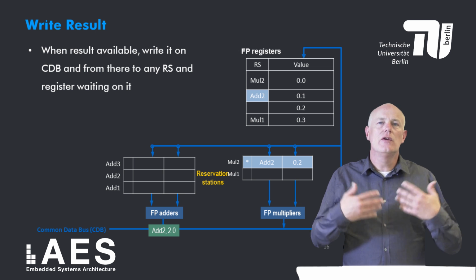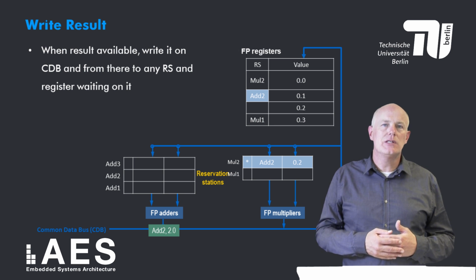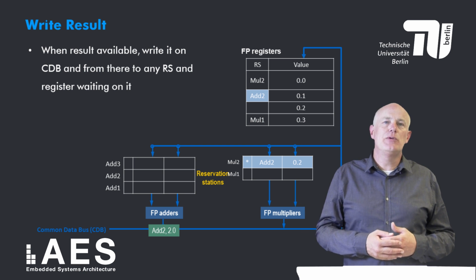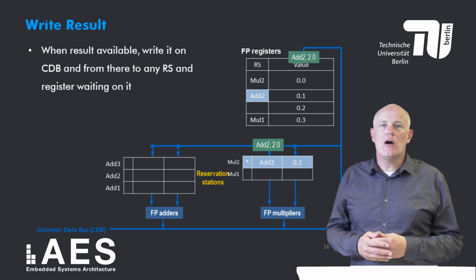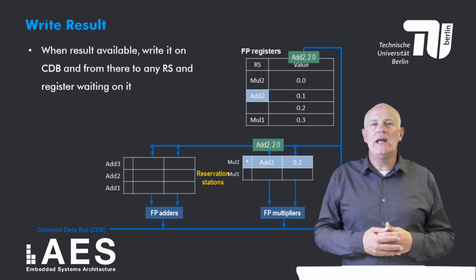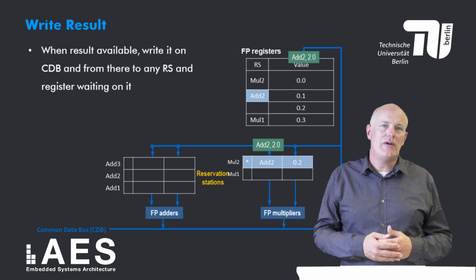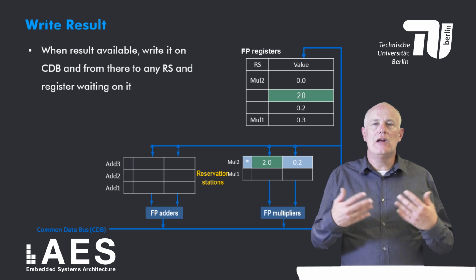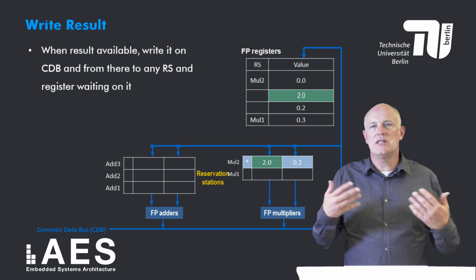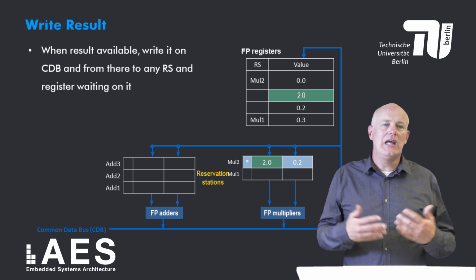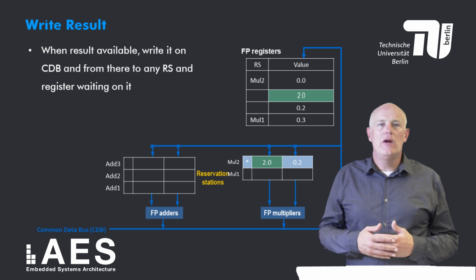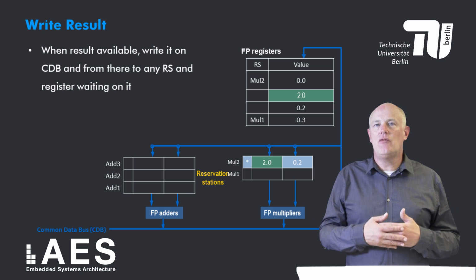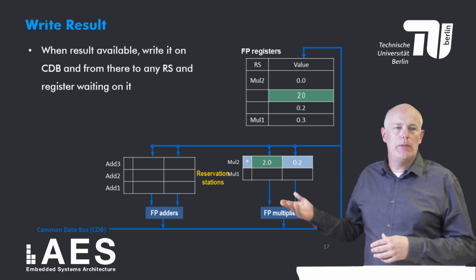The subtract instruction in reservation station add2 has executed. It writes its result 2.0 onto the common data bus together with the identifier of the reservation station add2 that has produced it. The result is broadcasted on the common data bus to all awaiting reservation stations and the register file. And finally, the first operand of the instruction in reservation station mul2 is now available and equals 2.0. Furthermore, register F1 has been set to 2.0 and its RS field has been cleared, and we end up with this state.